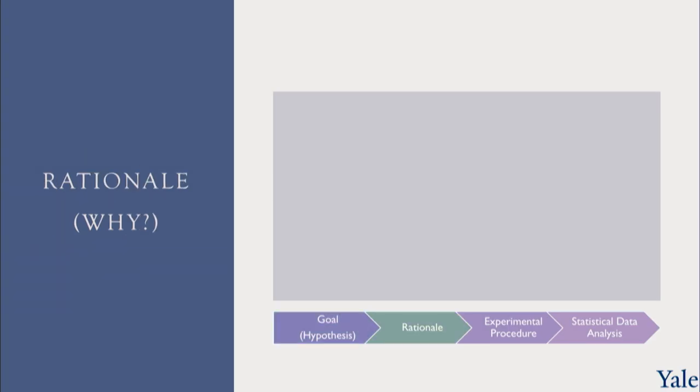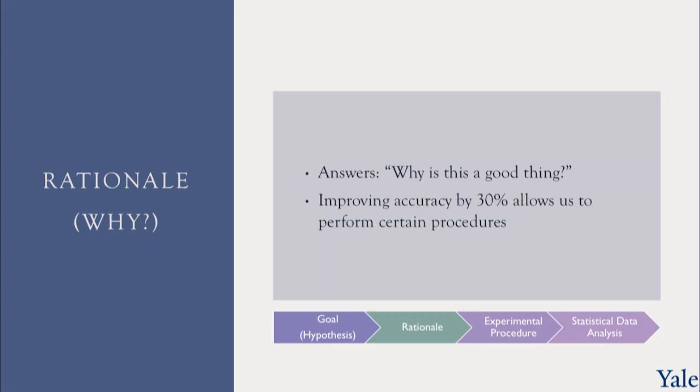The next step is the rationale. It's a statement of why. Why is this a good thing? Why is 30% the number we're going for? And maybe with something like improving accuracy by 30% allows us to perform certain procedures, allows us to make diagnosis more accurate. This is critical. It feels like an afterthought, but unless you justify why you set the bar at that level.